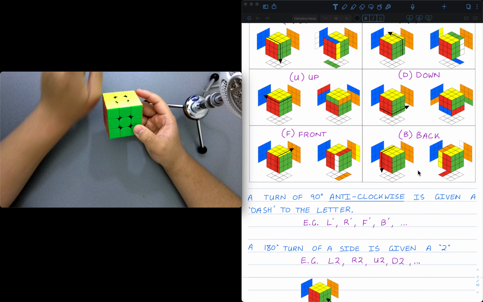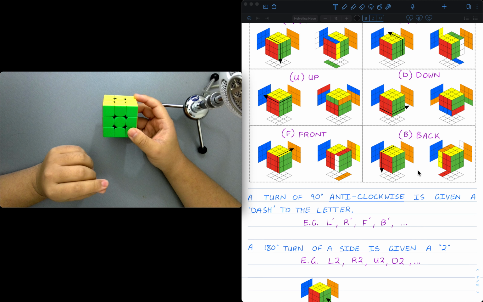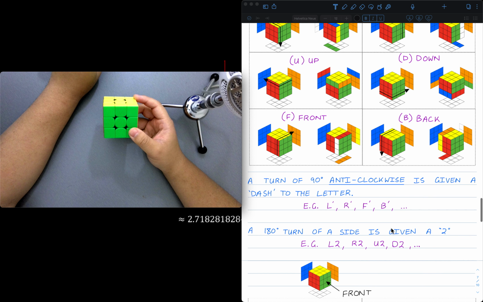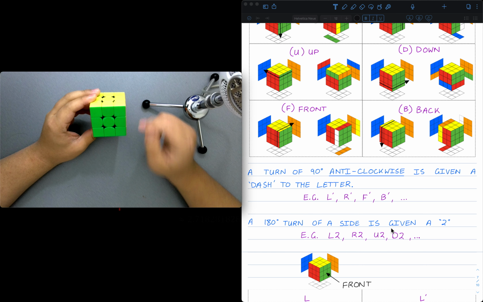A 90-degree anti-clockwise turn is given a dash after the letter. So looking very carefully, L dash, R dash, F dash, or B dash. A 180-degree turn is given a 2. So L2, R2, U2, D2. And I'll show you what we mean about that.